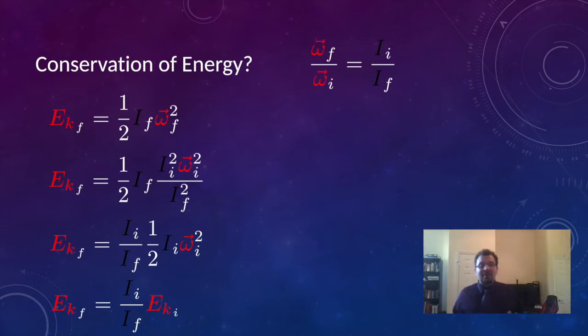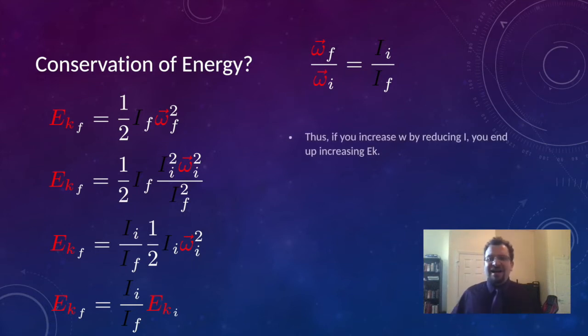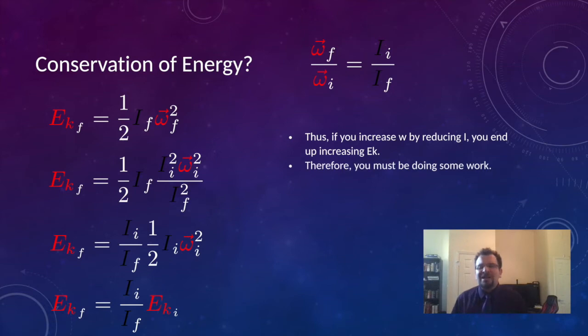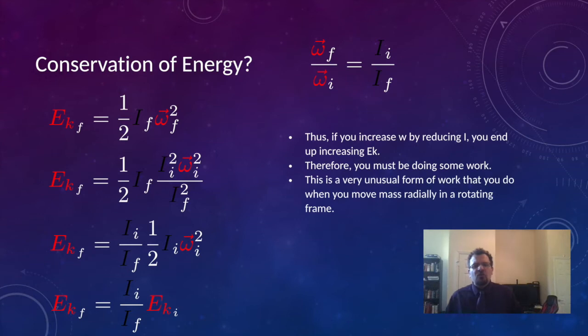This means that somehow that energy is changing when you are changing your moment of inertia. This is weird given that no outside force is going on. How is that working? Essentially, what you're doing is by pulling in those masses, you are reducing your moment of inertia and increasing your kinetic energy. You must be doing some form of work. And this is an unusual form of work because you're moving the mass radially.